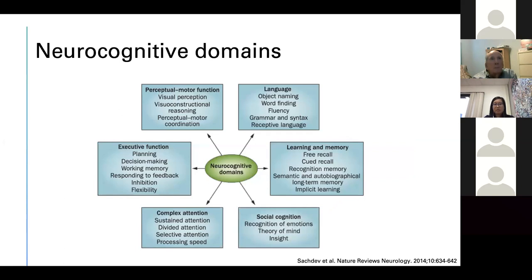In terms of the neurocognitive domains, based on DSM-5 criteria, there's 6 neurocognitive domains of importance. There's language, learning and memory, social cognition, complex attention, executive function, and perceptual motor or visual spatial. And in patients with type 2 diabetes, the neurocognitive domains that are typically affected include executive function and learning and memory.